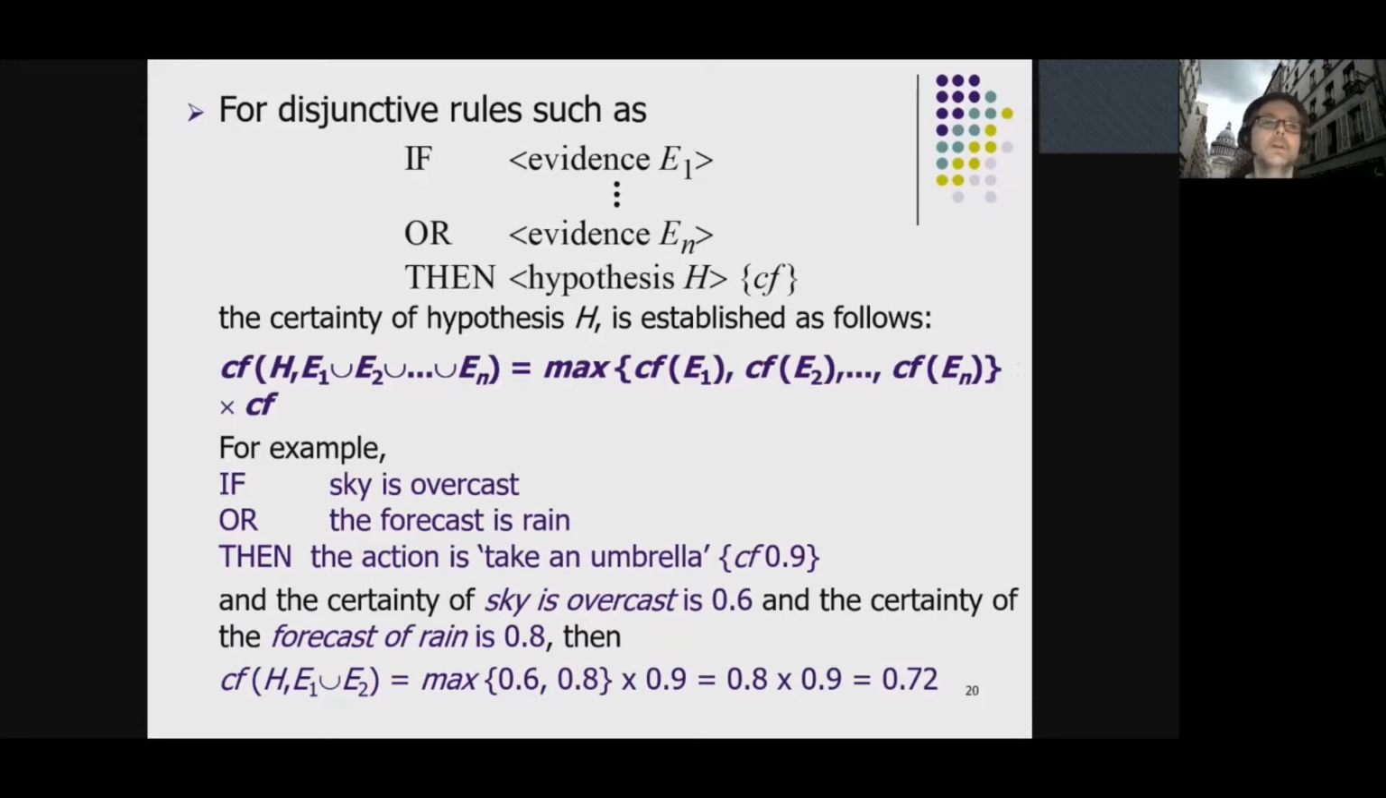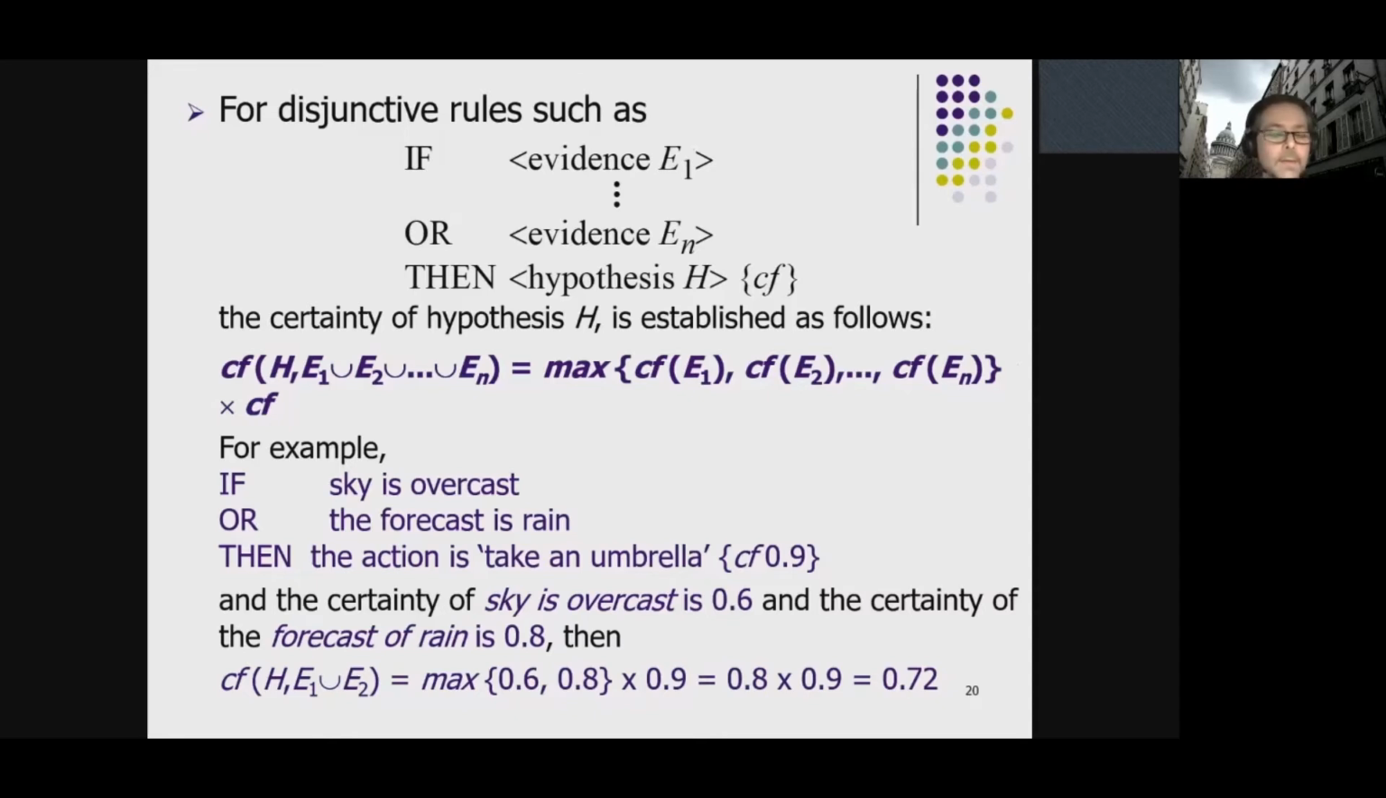If we use disjunctive rules, we have to take into account different, again, pieces of evidence, but the rules, the if parts are connected through the or, then certainty factors theory does the calculation using a completely different operation. Okay, so the operation is not the minimum anymore, it is the maximum. So we're going to calculate the maximum between the certainty factors of the different pieces of evidence that we have, and the outcome is multiplied with the certainty factor of the rule.